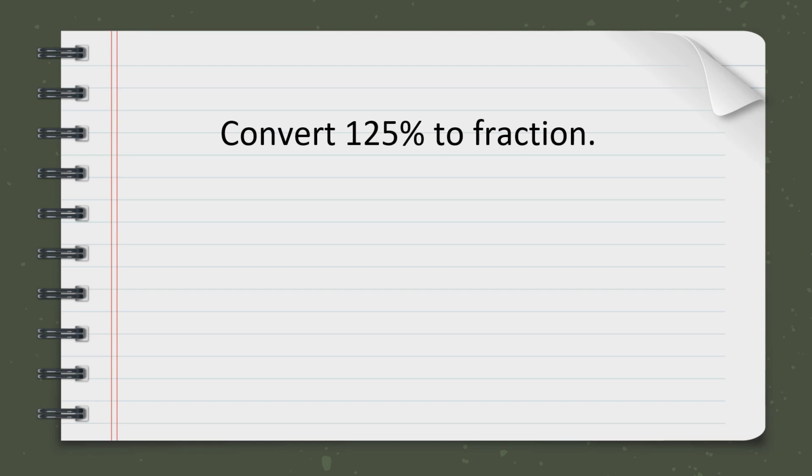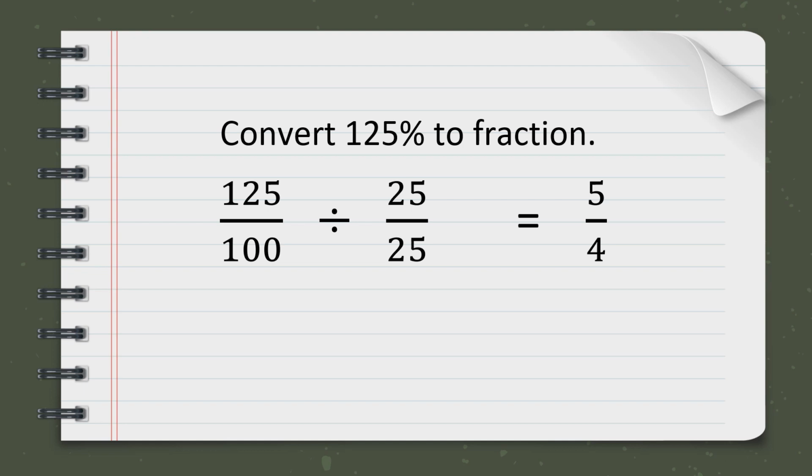Let us have another example. Convert 125% to fraction. Copy 125. Drop the percent sign and divide it by 100. Now, let us simplify the fraction to its lowest term by dividing the numerator and denominator with their GCF, which is 25. So 125 divided by 25 will give us 5, and 100 divided by 25 will give us 4. We now have 5/4 as the new answer.